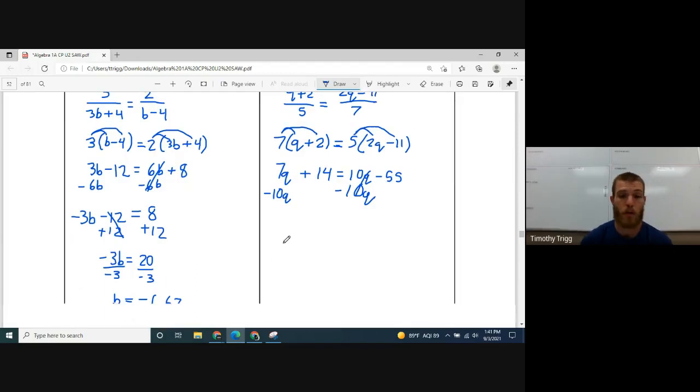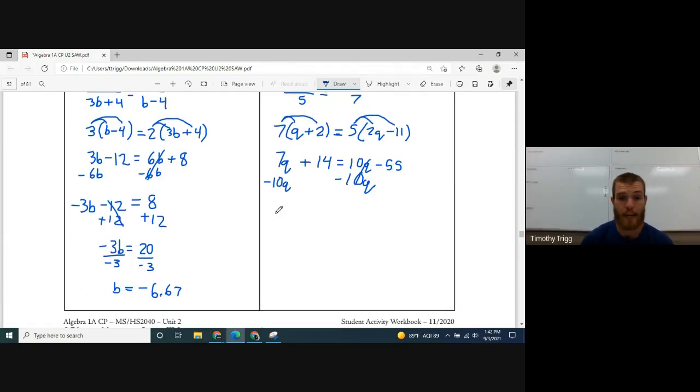So 7q minus 10q, that's negative 3q plus 14. See, there's still a 14 on this side, equals negative 55. There's a negative 55 over here. To help us get q by itself, we're going to subtract 14 from both sides.